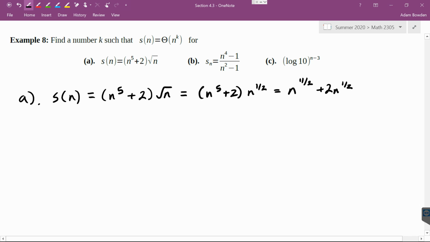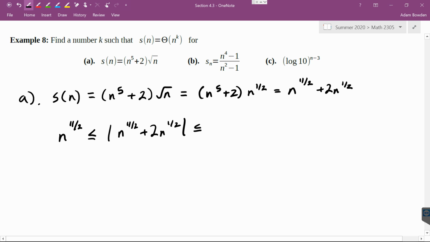Now we can tell that here if we did n to the 11 over 2 power, then that would be less than or equal to the absolute value of n to the 11 over 2 plus 2n to the 1/2 power.